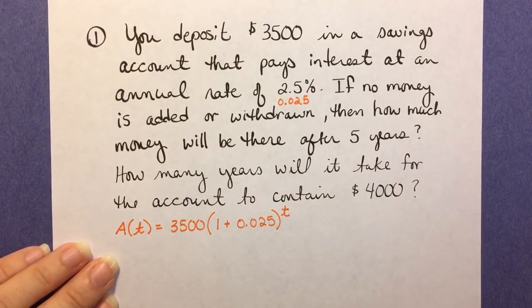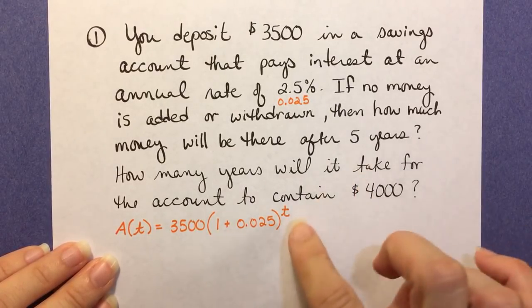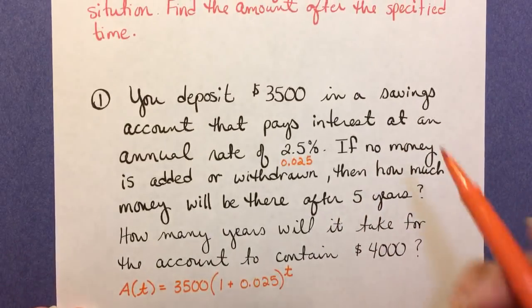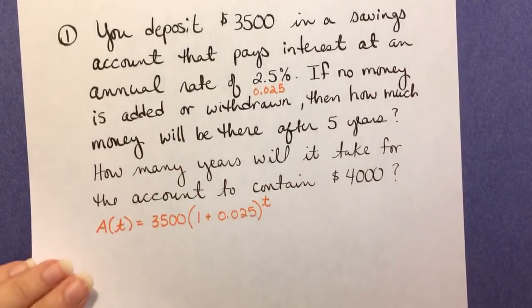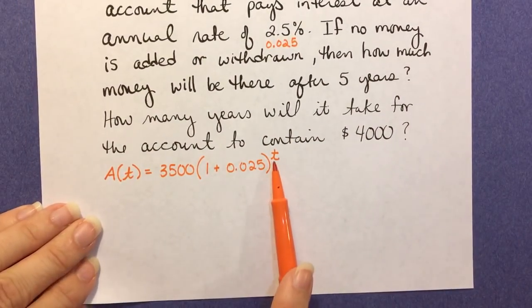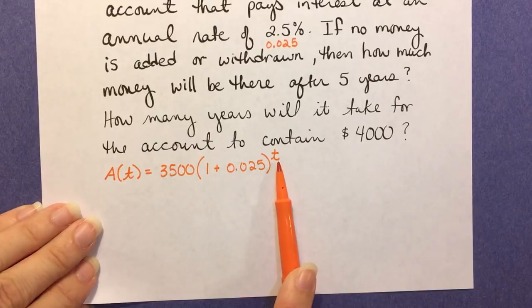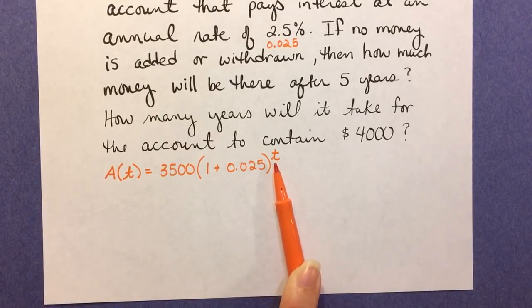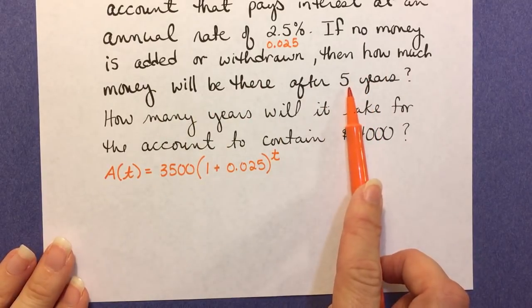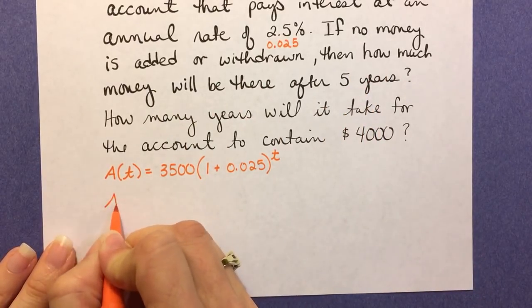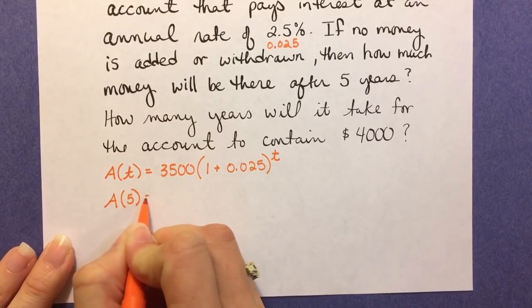Now, I know I've got the 5, which is the time, but back to the instructions. When it says to write the model for the situation, what you're going to do is hold off on plugging in that t, okay? So when you go to do your homework and it's asking for the model, do not plug in the t for the model, okay? Now, to answer the question, it was, okay, now how much money do I have after 5 years? So now you do A of 5.